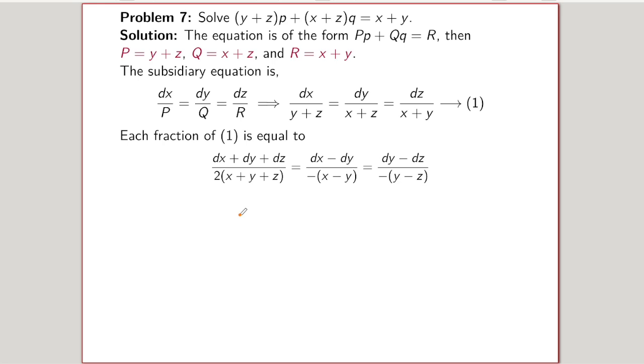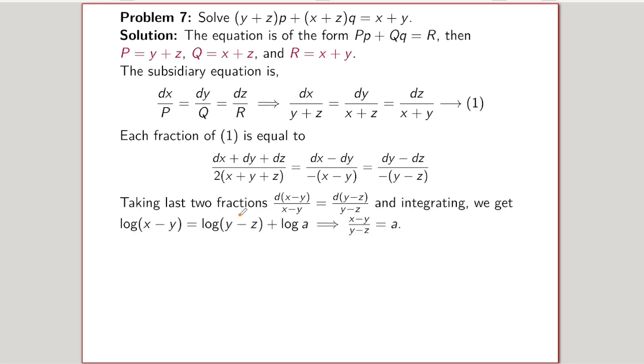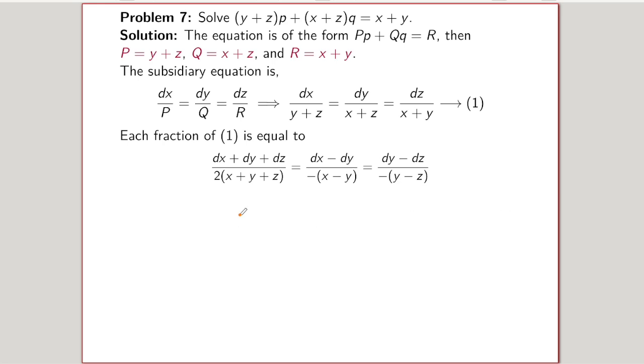So this is based on the double multiplier method. In a single equation, we are using more than one multiplier. Okay. Now, I'm going to take the last two fractions. For example, I'm going to take these two fractions. So if we take these two fractions, you remember that this numerator can be written as d into x minus y.